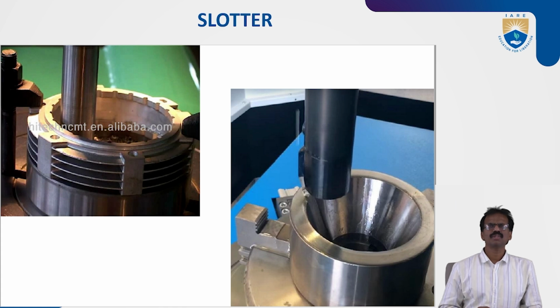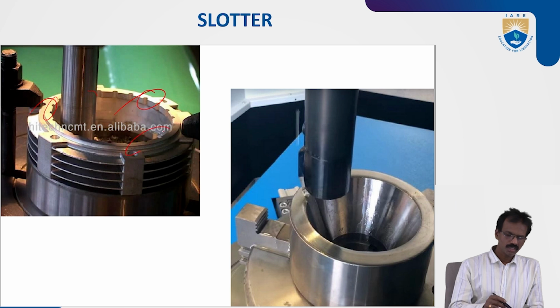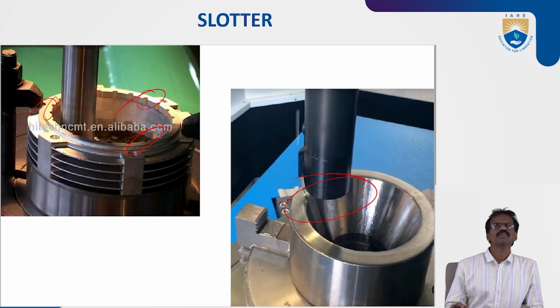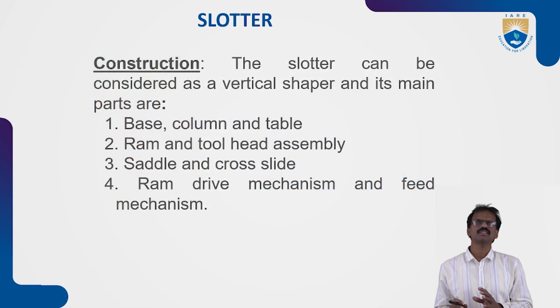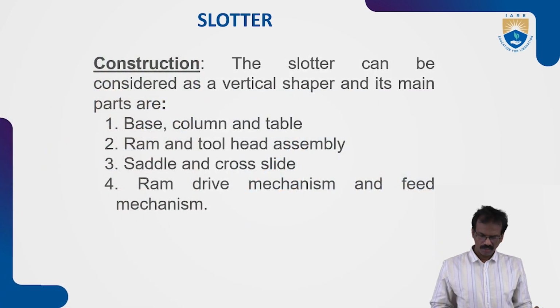We'll see the different operations which are performed by the slotting machine next class. This type of keyways and some types of grooves can be made with the help of the slotting machine. With the help of this rotary table, we can rotate the workpiece equally to make the keyways at equal distances.